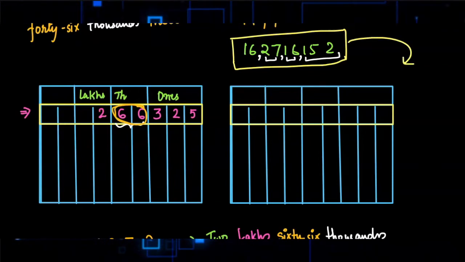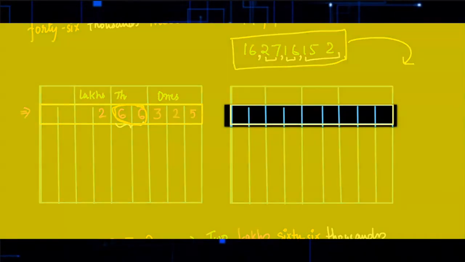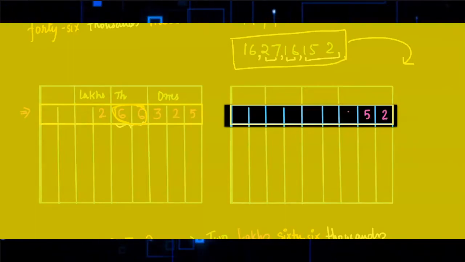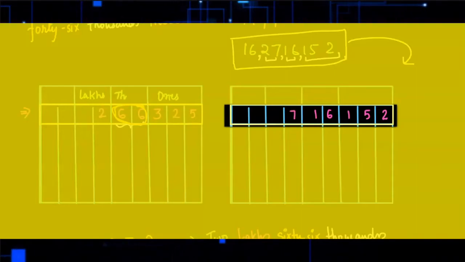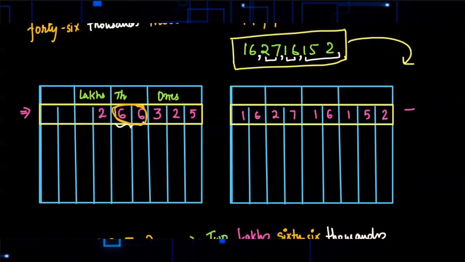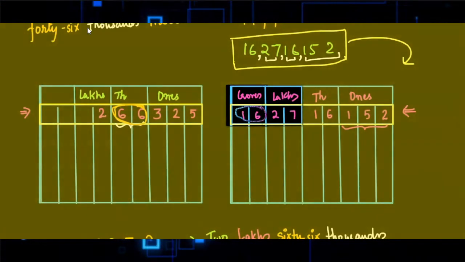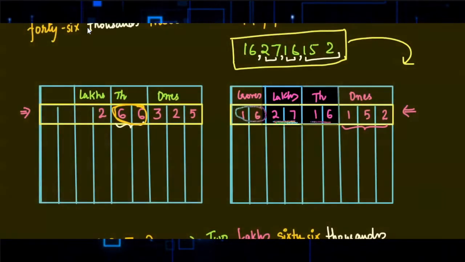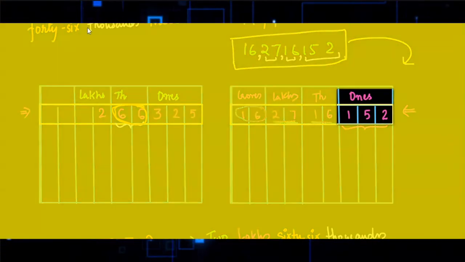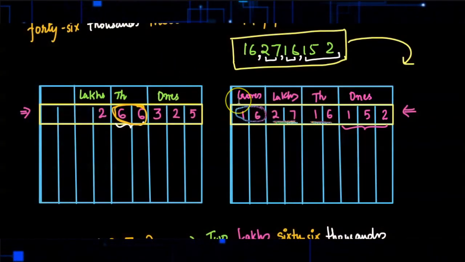Now we'll check numbers here in the chart. So 2 comes first, then 5, then 1, then 6, then 1, then 7, then 2, then 6, then 1. This time every box is filled. So these first three are under ones period, then this is thousands period, then lakhs period, and then crores period, right? So how will we read it? We'll read it as 16 crore 27 lakhs 16,152. Simple. Under crores period we have 16.